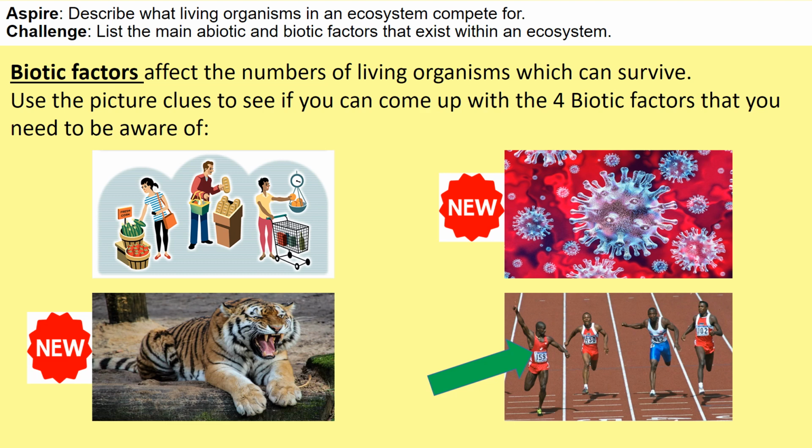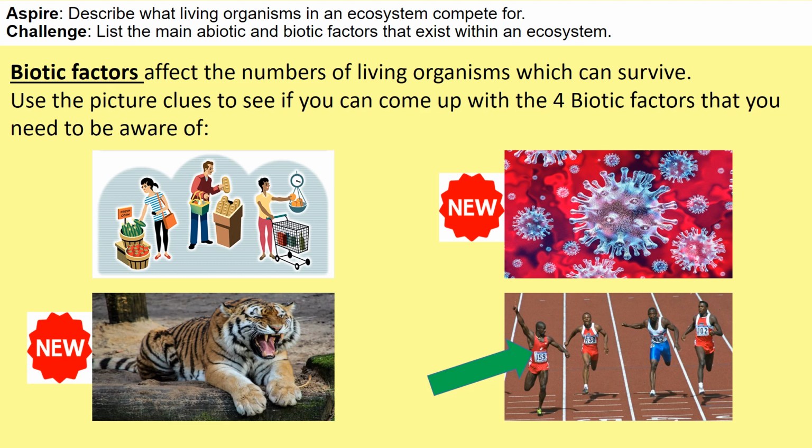Okay, time's up. The first picture shows these people doing their weekly supermarket shop, and it was there to represent availability of food. The availability of food greatly affects the number of living organisms which can survive in an ecosystem. If individuals can find food, they will survive. If they can't find food, they will die of starvation. So availability of food is one of the biggest biotic factors that influences how many living organisms can survive.